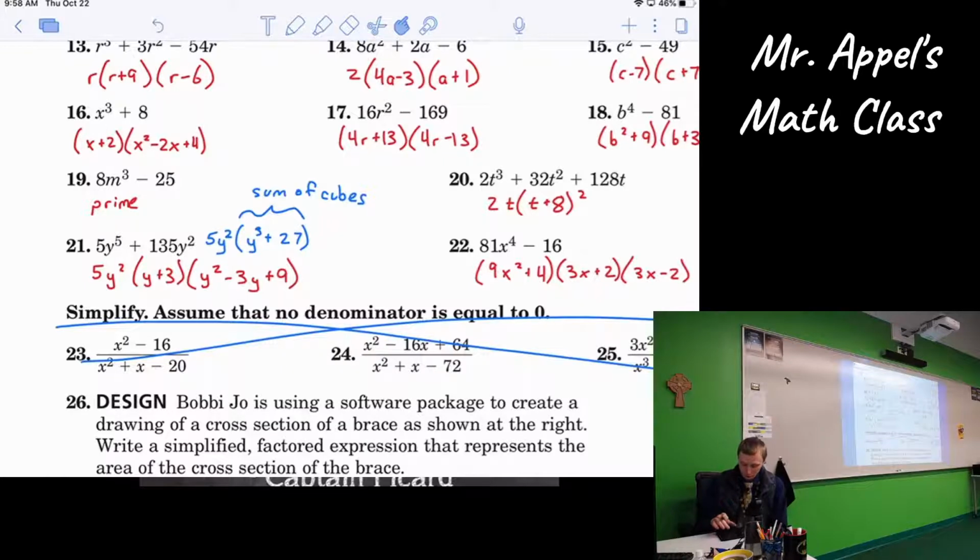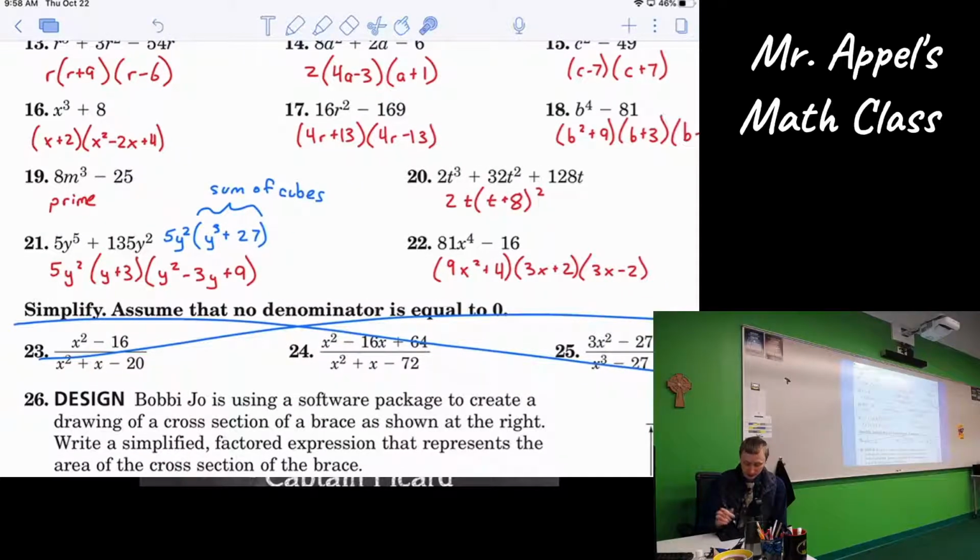All right, 22 is similar. This is a gigantic nesting difference of squares. You'll do a difference of squares once, and you'll get 9x squared plus 4 and 9x squared minus 4, but then 9x squared minus 4 is itself a difference of squares, so you can split that yet again. Okay, any other questions up here?